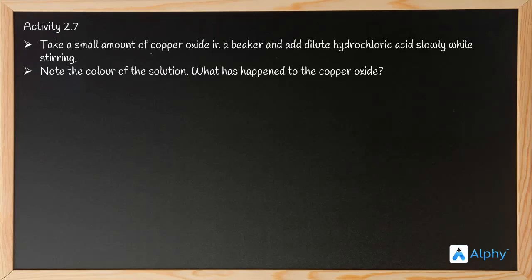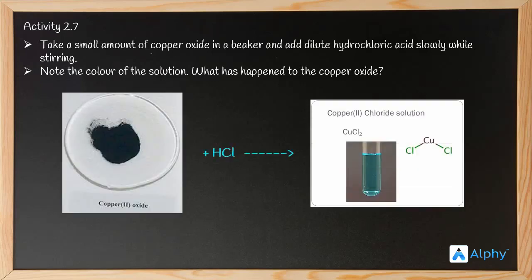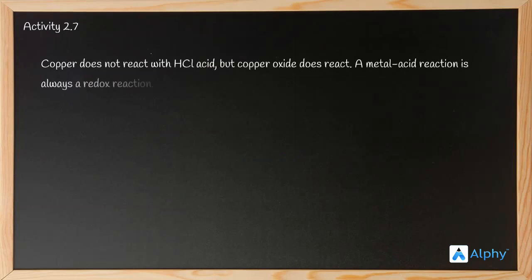So I'll just give you a visualization of what will happen here. We have copper oxide which is black in color, and when we add hydrochloric acid to copper oxide, what happens is a blue colored copper chloride solution is formed, okay? So let's understand this further. Copper does not react with HCl acid, but copper oxide does react.